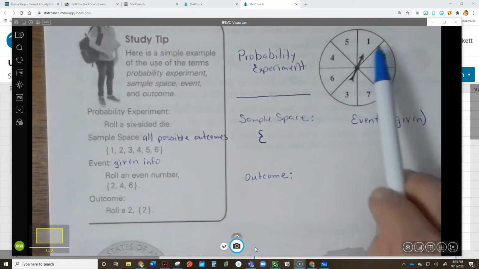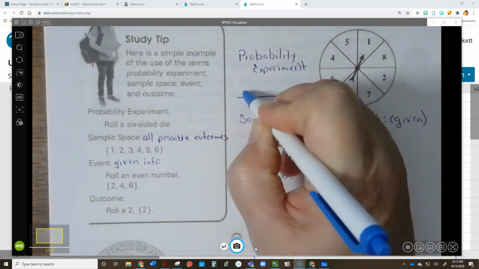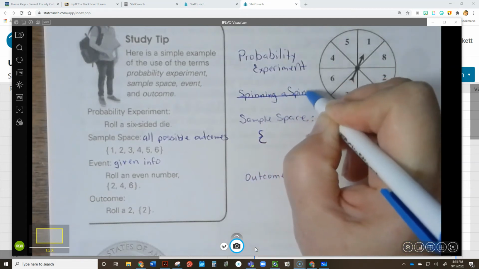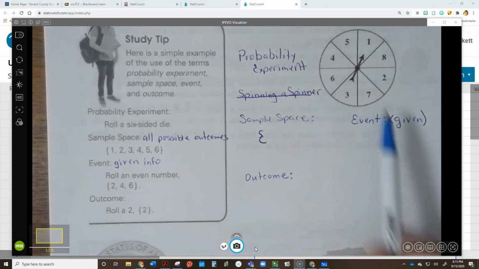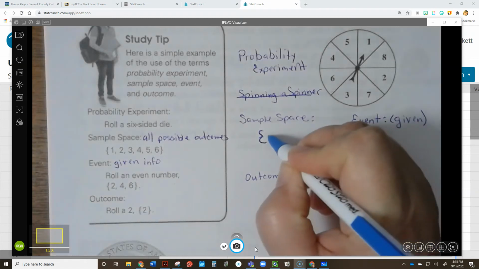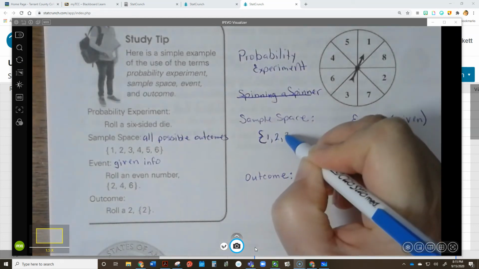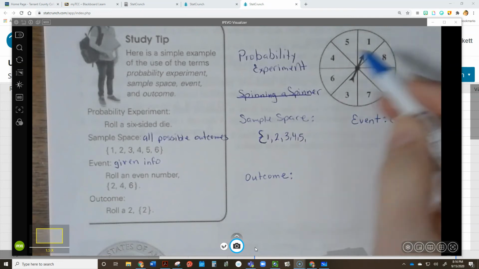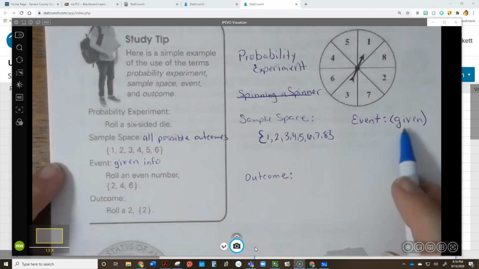So over here, what would the probability experiment be? Spinning a spinner. That is the probability experiment that you get from just looking at that picture. What's the sample space? Sample space is a list of all the possible outcomes, and they're normally written in numerical order. So the sample space is 1, 2, 3, 4, 5, 6, 7, 8. That's the sample space.